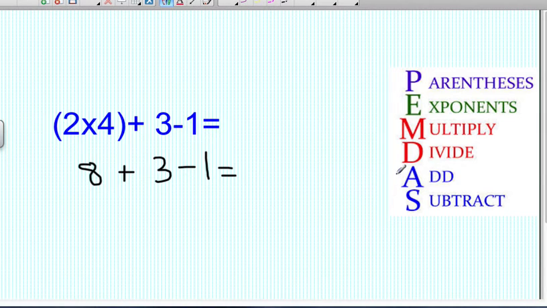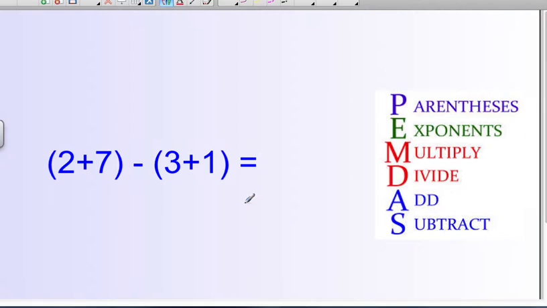In multiplication and division, as well as addition and subtraction, you do it from left to right. They're like a couple and they go together. So in this case, we would add and subtract. 8 plus 3 is 11, and 11 minus 1 is, you've got it, 10. Let's go to the next one.